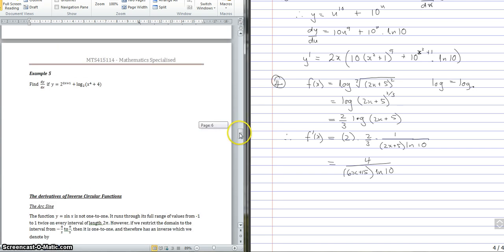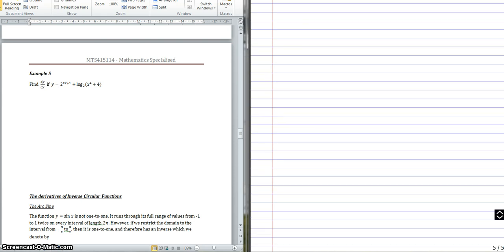Okay, and we'll look now at our last example. Example number 5. We have y equals 2 to the power of 2x plus 1 plus log base 2 of x to the power of 4 plus 4.